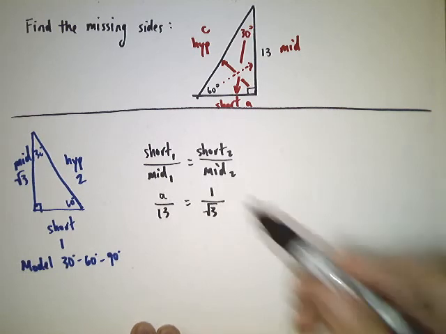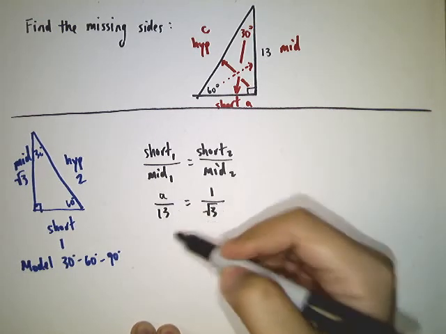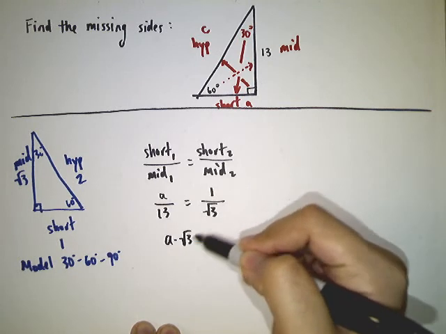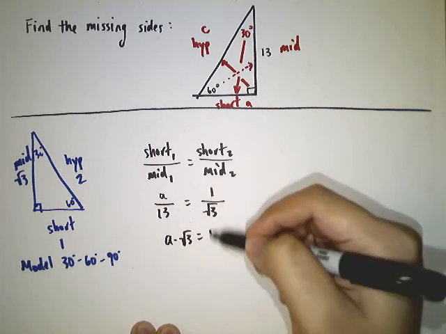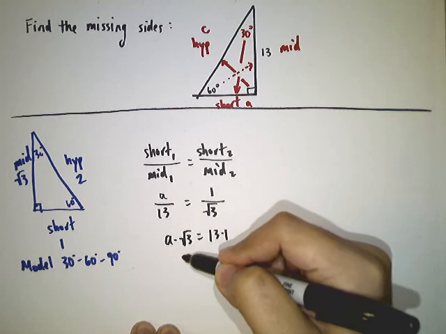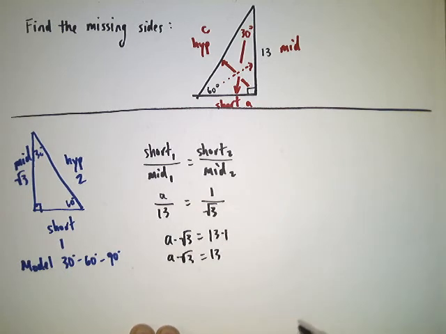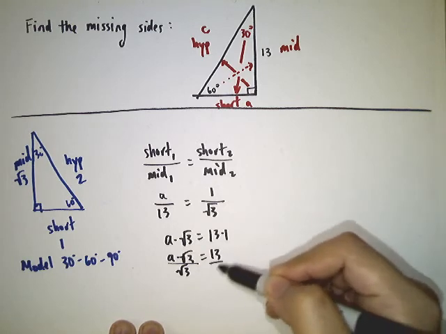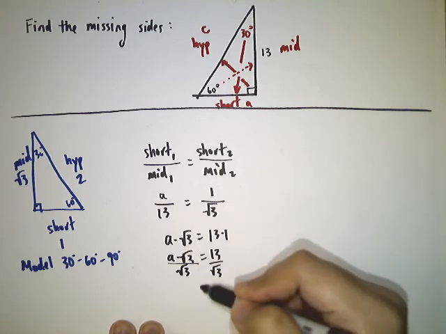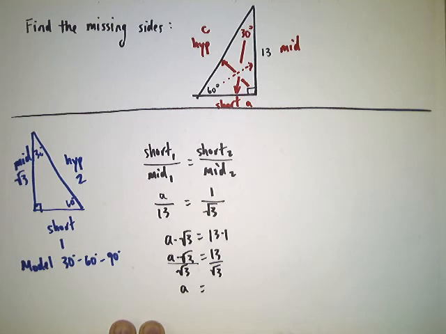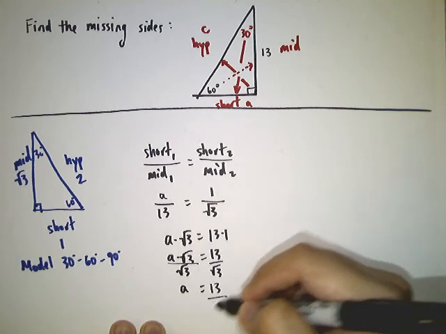Okay, we'll cross multiply. Let's see, A times root 3 equals 13 times 1. In other words, A times root 3 equals 13. Well, to get this A by itself, we have to do the opposite of multiplying by root 3, which is dividing by root 3. Okay, so on the left-hand side we have A, and on the right-hand side we have 13 divided by root 3.